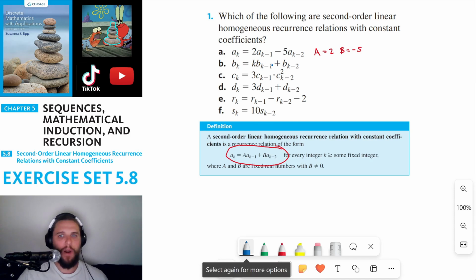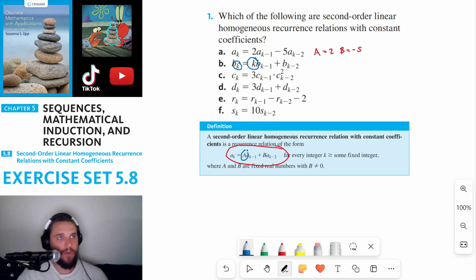Now, if you notice in part B, we have a little bit of an issue here. This k here is something that is determined by the value of the index variable. And that's not allowed in what's supposed to be the position for the constant coefficient, but it has to be a constant coefficient. In this case, k is not constant because k is the index variable. And so this is not a second-order linear homogeneous recurrence relation with constant coefficients.